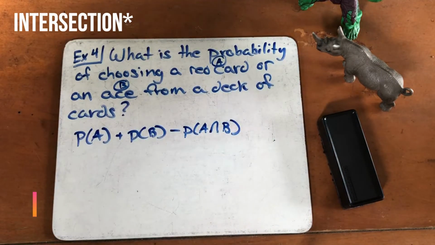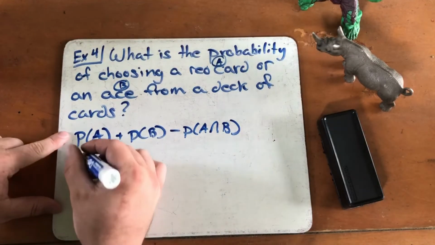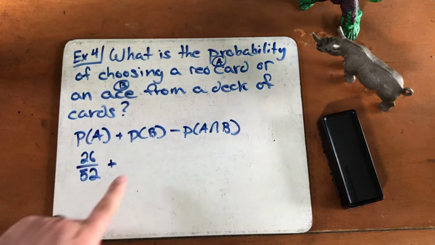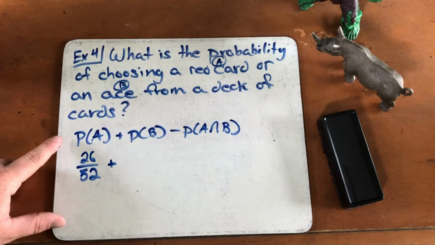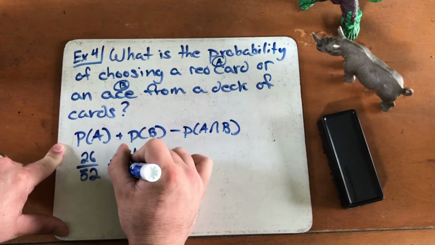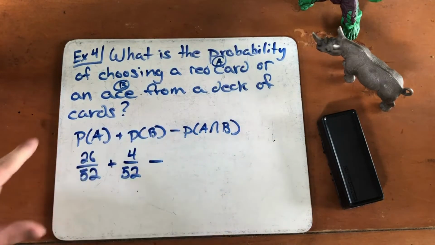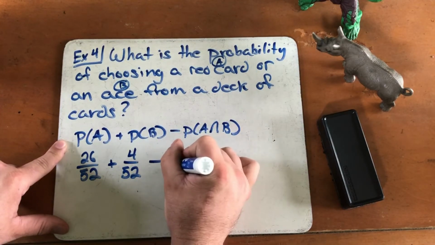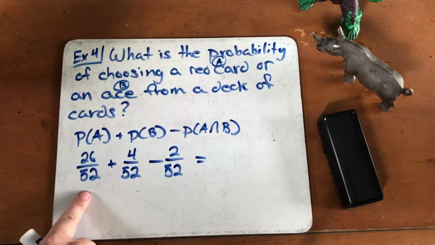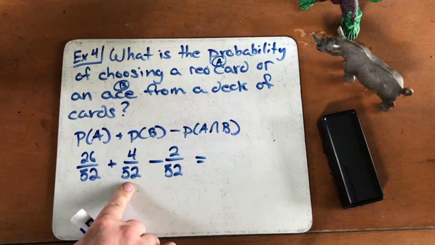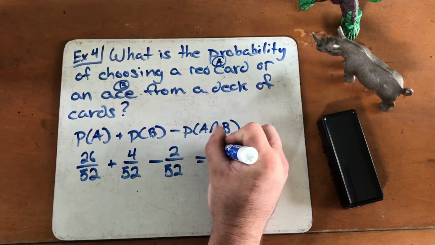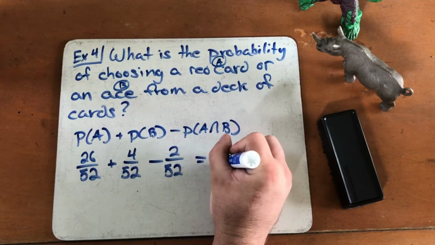So the probability of choosing a red card is exactly 26 out of 52. The probability of B, choosing an ace, there are 4 aces out of the 52 cards, minus how many aces are red. 2 of the 4 aces are red. So I have the probability of choosing a red card plus the probability of choosing an ace minus the probability of the 2 red aces. All right, so I end up getting 28 out of 52.